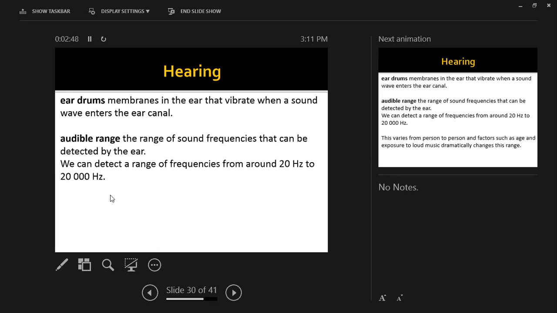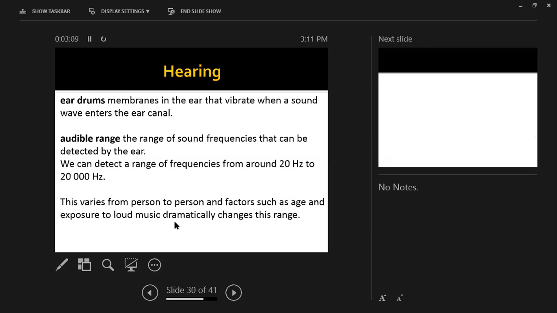What does this mean? It means when you get older and older, your hearing is going to be less than when you are young. Right now, you guys are probably hearing around 20,000 hertz. So we call this the audible range. This varies from person to person, and factors such as age and exposure to loud music dramatically change this range.